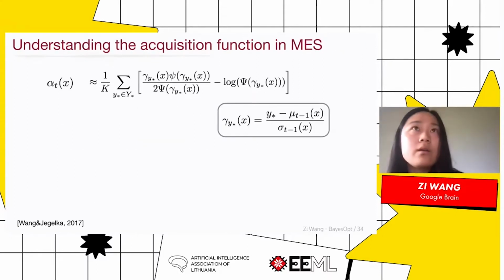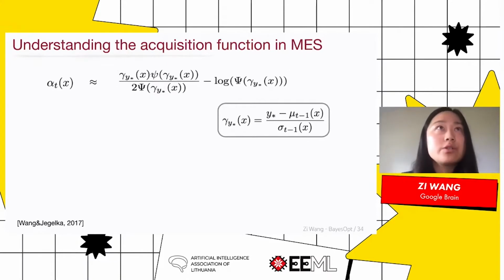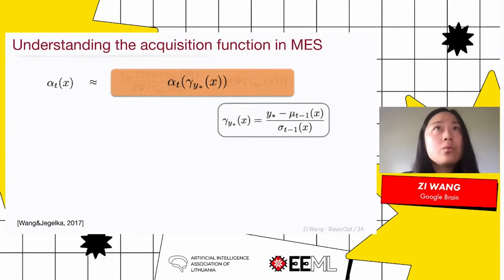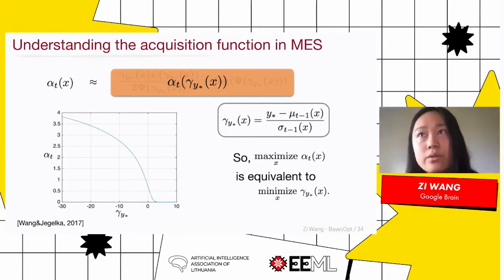All right, and one more important reason that I'm talking about all these acquisition functions is that there are actually some very interesting connections between them. So for the MES approach, if we just look at one single sample of our max value, we can see that it's a function of this gamma y star of x. And if we plot out the relationship between alpha t, which is our acquisition function, and gamma y star, they're actually monotonically decreasing, which means that optimizing the acquisition function is equivalent to minimizing this particular function gamma y star of x.